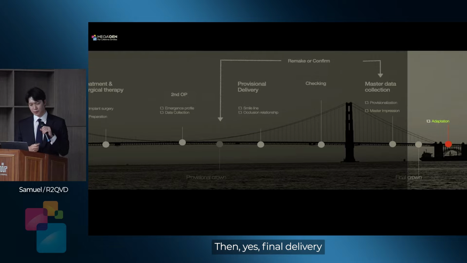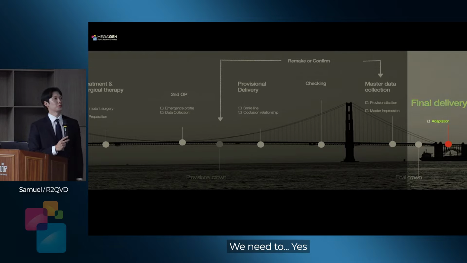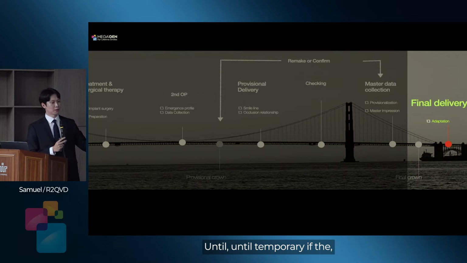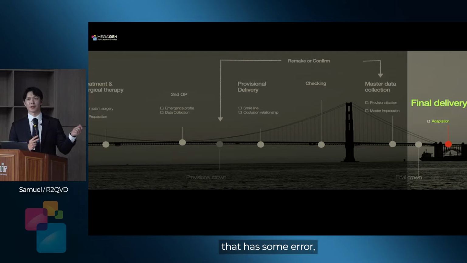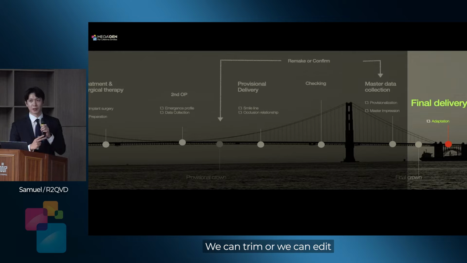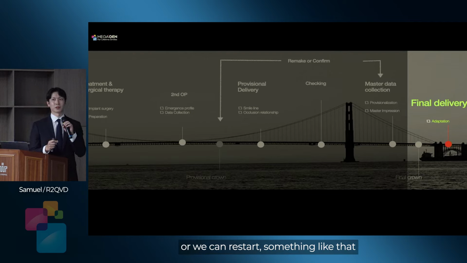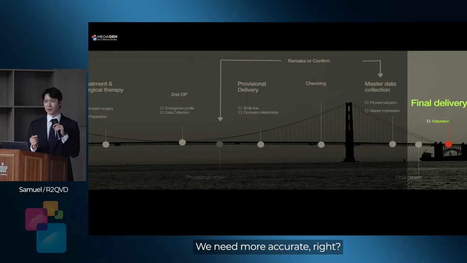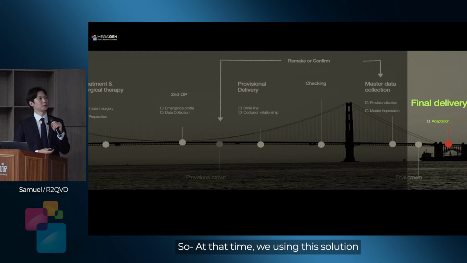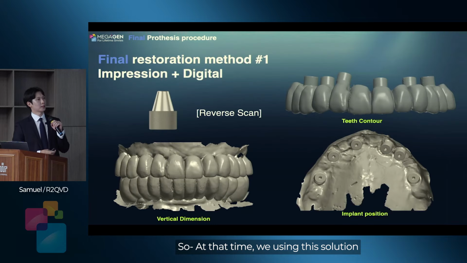Yes, final delivery. Until the temporary, if it has some error, it is easy to fix. We can trim, or we can edit, or we can restart, something like that. But final delivery is different. We need more accuracy, right? So at that time, we use this solution.